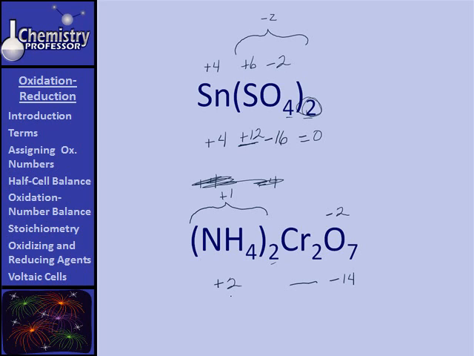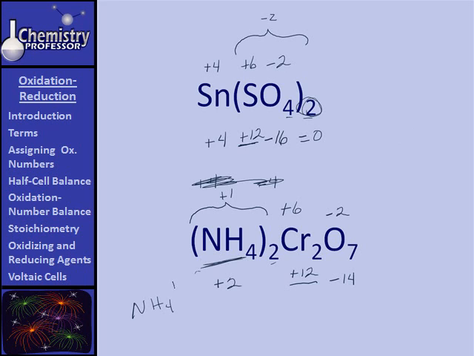So we have a +2 from ammonium, we have something from chromium, and we have a negative 14 from oxygen. So it looks to me like the chromium's got to be a total of +12. There are 2 of them, so each chromium then must be a +6. Now, do you remember how to figure the ammonium? Well, let's pull it off to the side. I'm just going to pull it off over here.